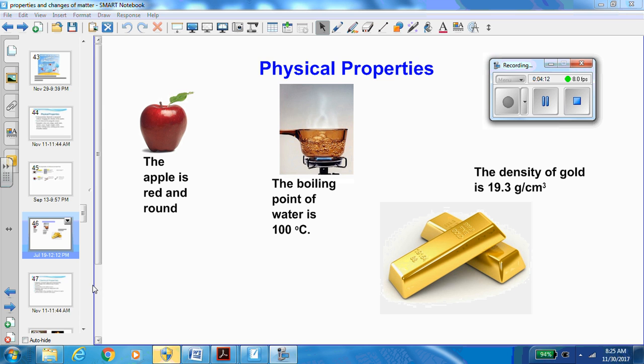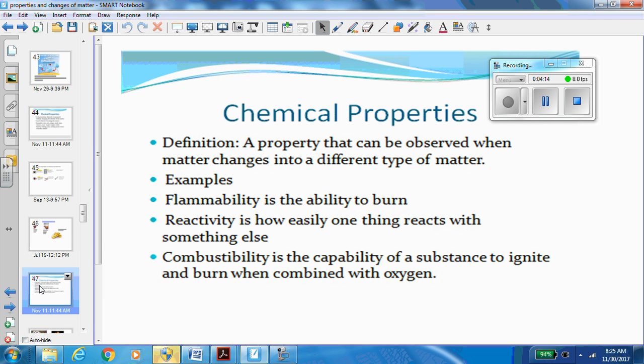Now, let's talk about the chemical properties. Chemical properties are properties that can be observed when matter changes into a different type of matter. So now, whenever matter is changing into a different type of matter, then I am observing what is called a chemical property. And in order for me to observe a chemical property, matter has to go through a chemical change, which is something we're going to talk about a little bit later in the lesson. These are some specific examples of chemical properties that we need to make sure we know. Flammability is the ability to burn. So you think about something that's flammable, that means it's the ability to burn.